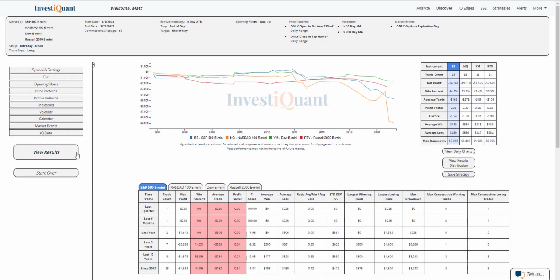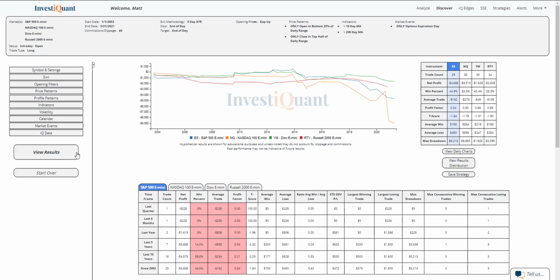And here we go. These are the results based upon entering the market long at the open of regular trading hours, which is 9:30 a.m. Eastern Time, exiting at the close, which is 4:15 p.m. Eastern Time, when you are opening above yesterday's closing price. Yesterday was a strong up day defined as opening in the bottom 25% of its range and closing in the top half of its intraday range, so green candlestick that closed above a 10 and 200-day simple moving average. And then today is options expiration day.